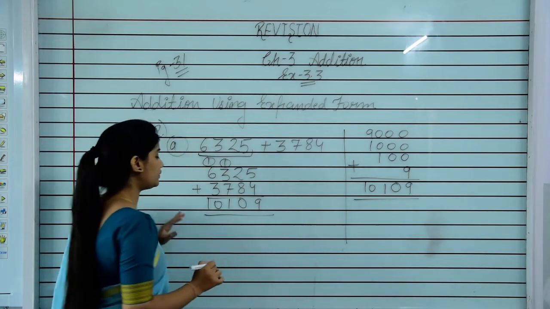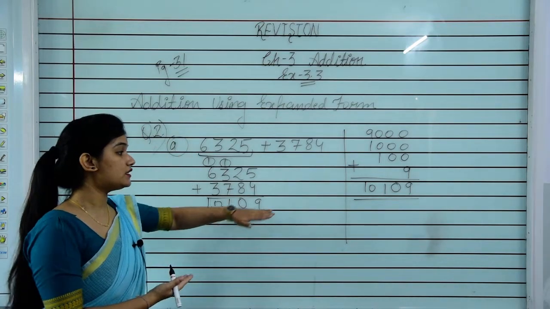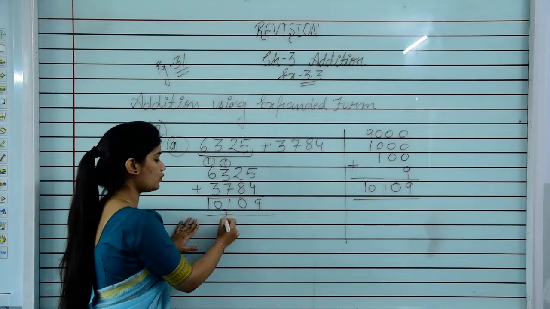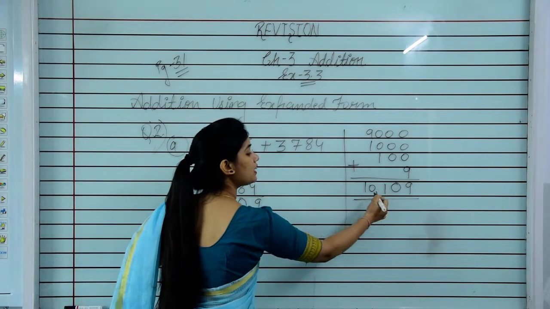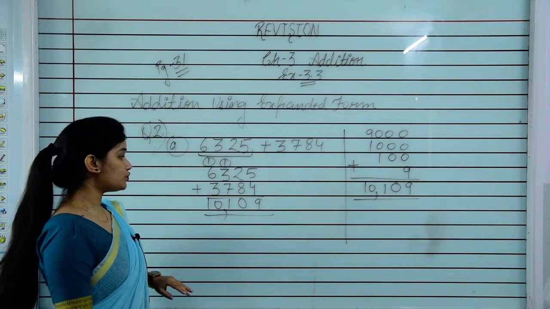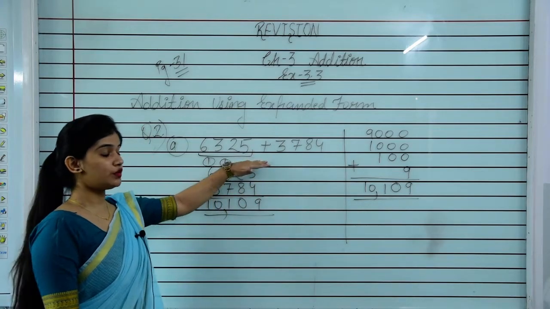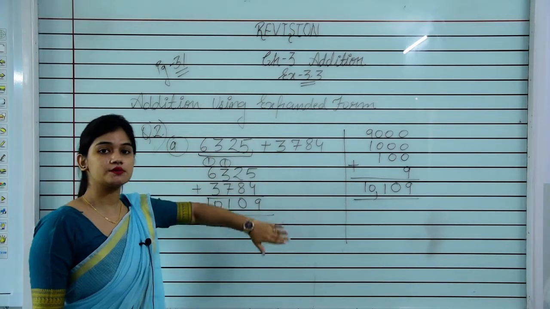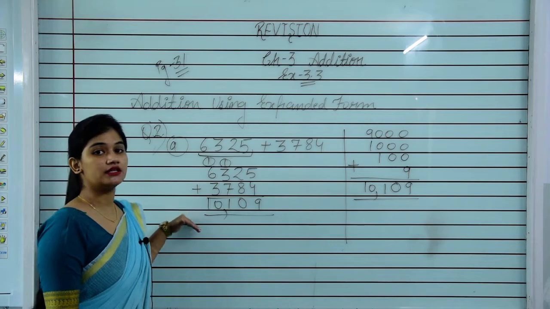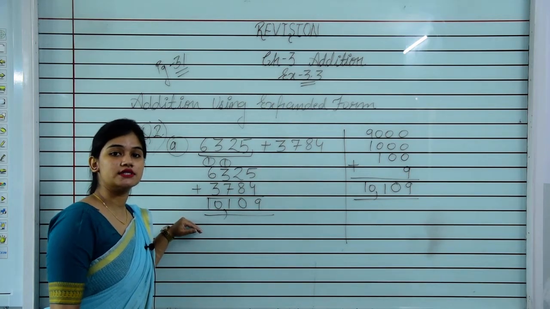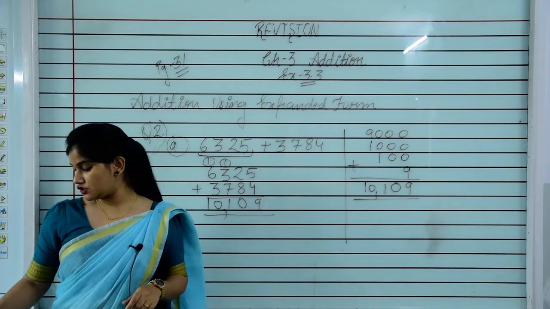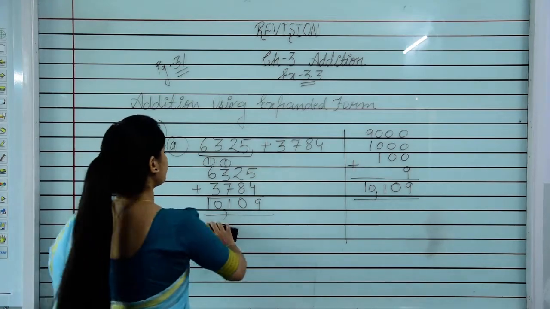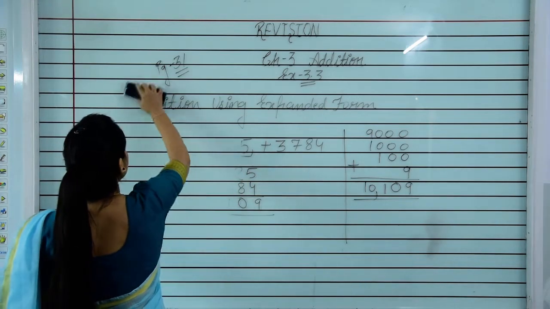And what we are seeing? We get the same answer, 10,109 and 10,109. So students, in this way first you can convert these numbers to expanded form and then you can find the sum of these numbers. Understood students? Let's move to the next topic students. Now we'll solve the word problems.